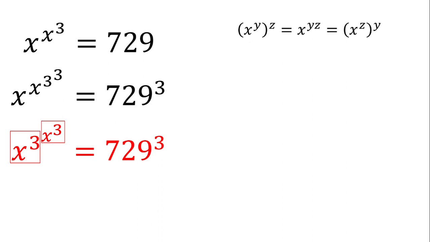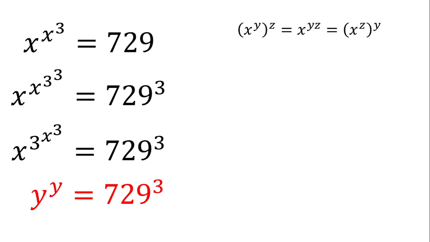The next step, which may be optional, but I like to do it to make things a bit simpler and easier to look at, is to rewrite x cubed as y. So now we have y to the y is equal to 729 cubed. In other words, we have an unknown quantity raised to itself is equal to 729 cubed.